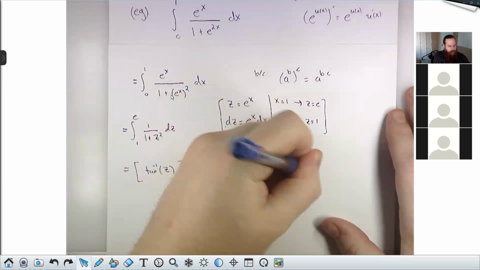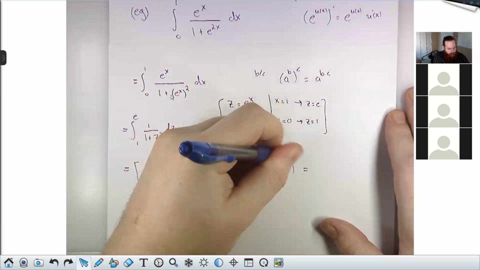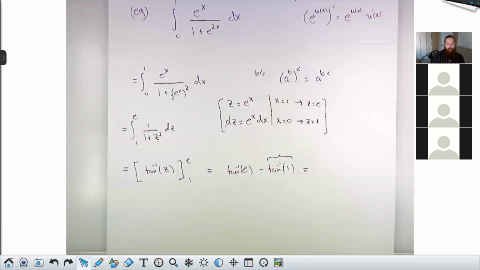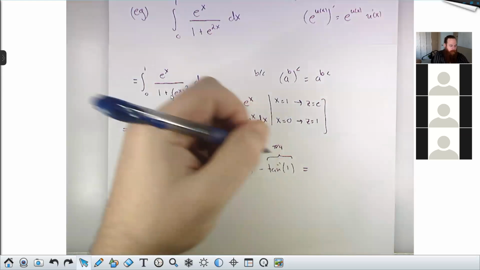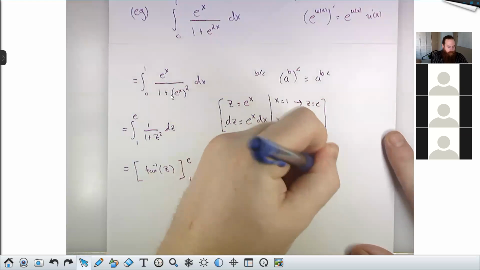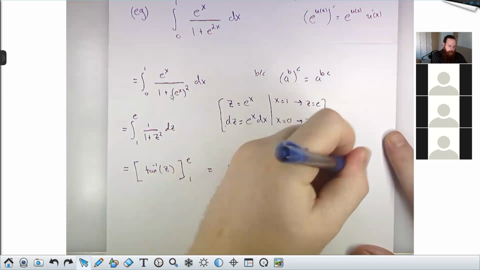And the inverse tangent of e, I have no idea what that number is, but we should all know what arctan 1 is. What is the inverse tangent of 1? The tangent of what angle between negative pi over 2 and pi over 2 is equal to 1? Good. So this is the inverse tangent of e, whatever that is, I just leave it as it is, minus pi over 4.